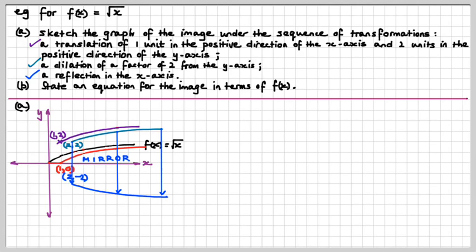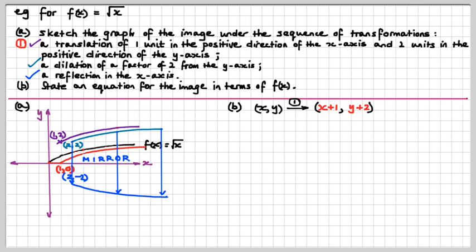Now, state the equation for the image. Alright, we just follow the same old procedure, yes? Part B. Okay, so the first step was x and y got a translation of 1 unit in the positive x, so that gets you x plus 1. 2 units in the positive direction of the y gets you y plus 2. That's looking good. Now what have we got to do?